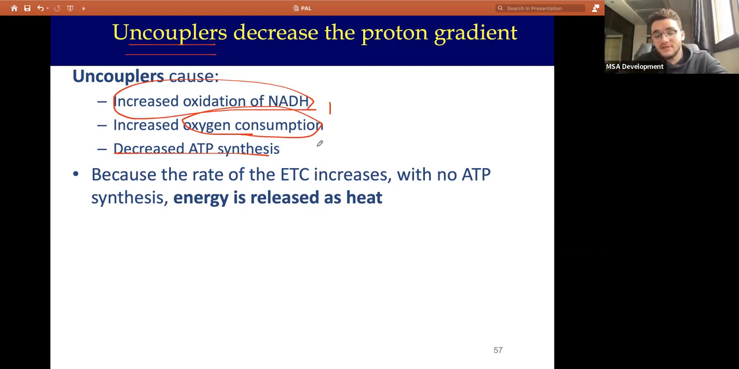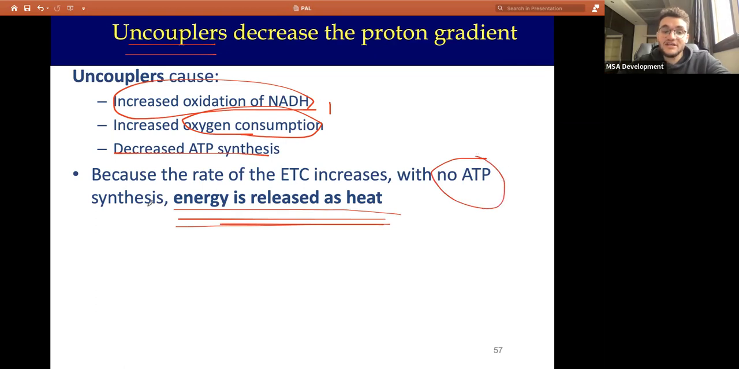However, why is there no ATP synthesis? Because ATP synthase is not able to use the protons, because obviously the protons are already being leaked. Okay, so instead, what's going to happen is energy is being released as heat. So instead of forming ATP, energy is being released as heat. So you have to know these. When there's a lot of oxygen used, or a lot of oxidation of NADH, but no ATP synthesis, this is an uncoupler. However, when they all decrease, this is an inhibitor.